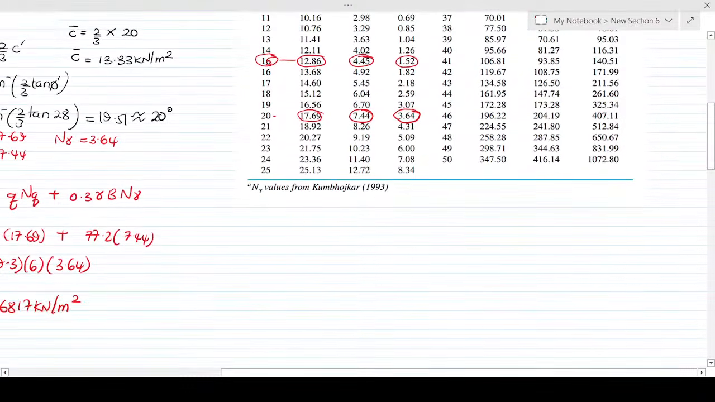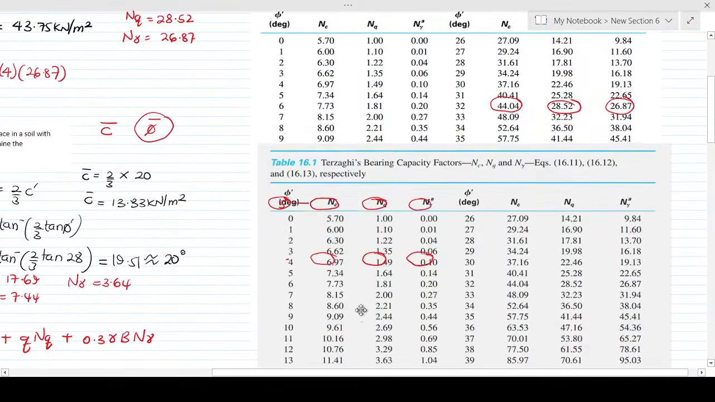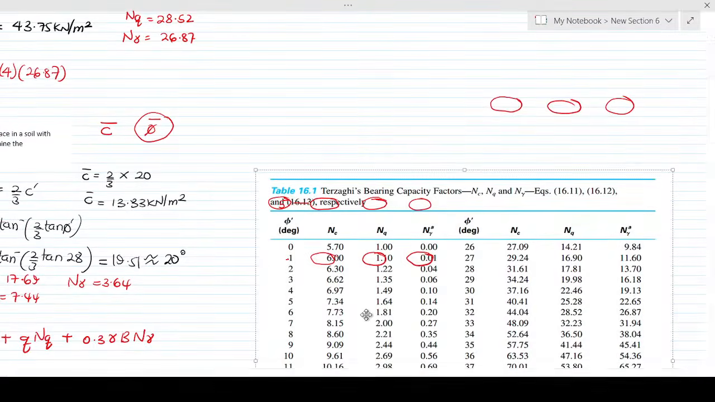So let me write them. It's a little bit far for you to see easily.